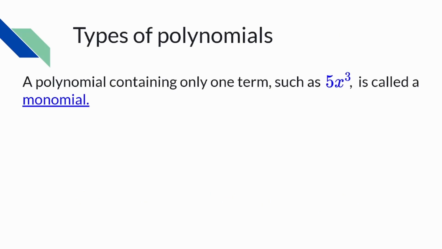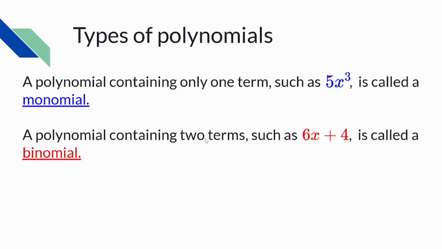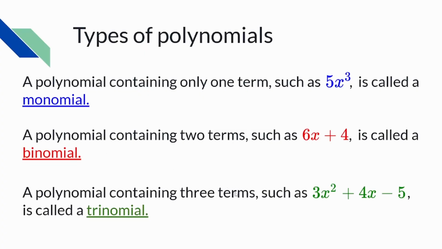Next, let's talk about certain types of polynomials, okay? If it only has one term, like 5x cubed, that's called a monomial, all right? If it has two terms, like 6x plus 4, that's called a binomial, okay? And if there are three terms, like 3x squared plus 4x minus 5, that's called a trinomial.